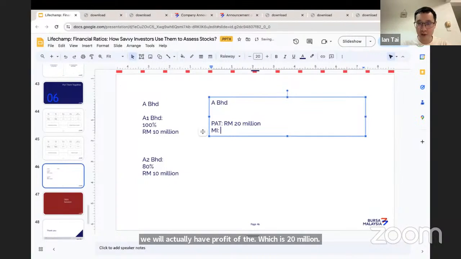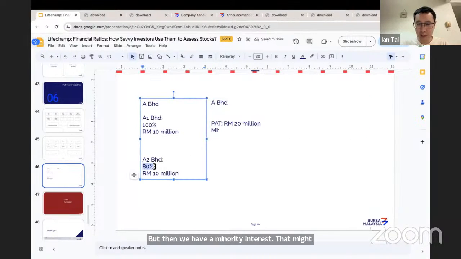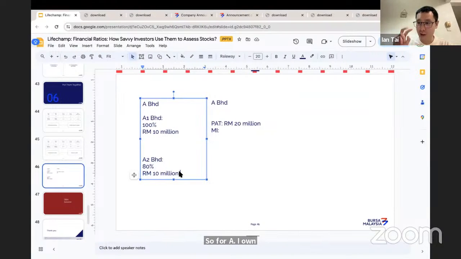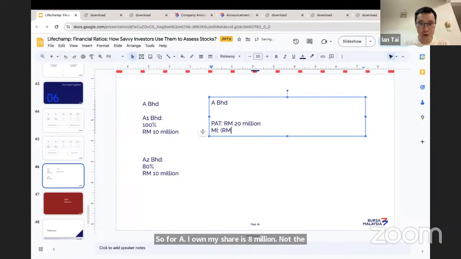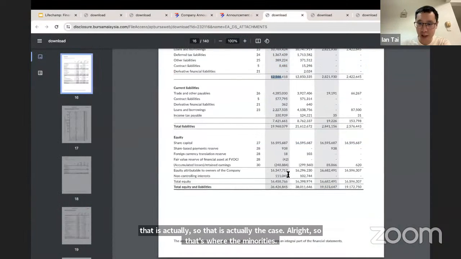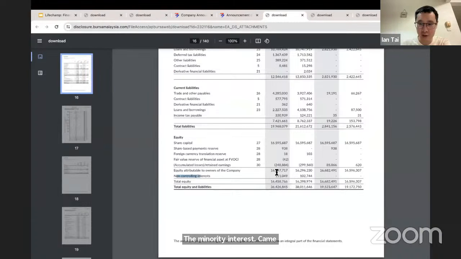But then we have a minority interest. The minority interest is actually here, the 20% that A Berhad does not own. So for A2 Berhad, my share is 8 million, not the 2 million. So I have to exclude the 2 million. And therefore, my final earnings is actually 18 million. So that is actually the case. All right. So that's where the minority interest came into play. So this is where the non-controlling interest is.